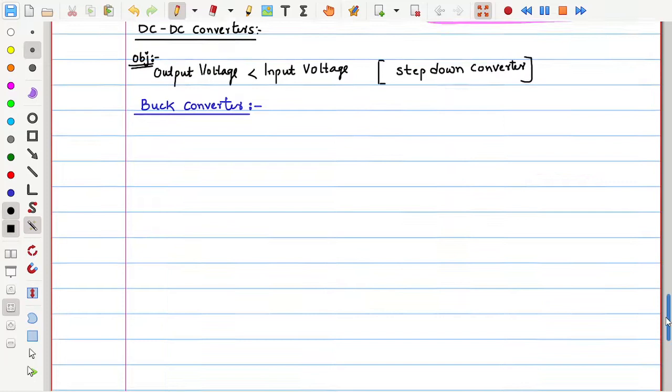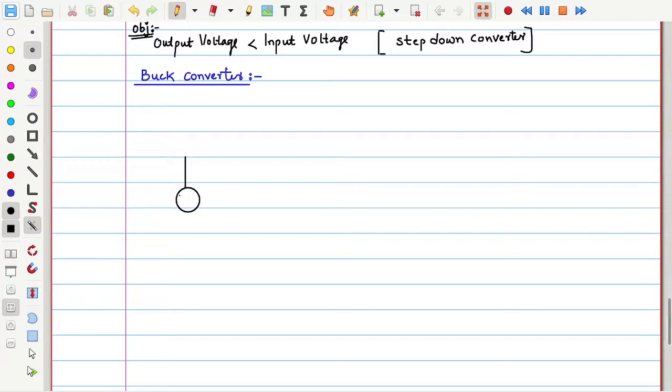So, now let me say, I have a source. This is a DC source whose voltage is, let us say, Vs. Okay, and what is the output? Output is also DC, but output is across the load. So I am drawing some load symbol. This is, let us say, the load, and the load output voltage I will be calling V naught.